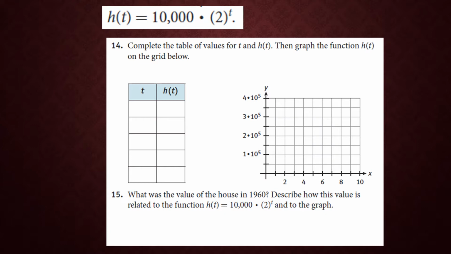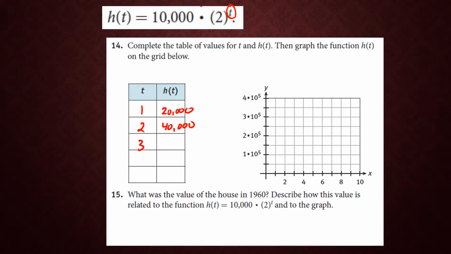So when t was 1, I guess, let's say, then this would be 20,000. And when t was 2, 40,000. Can you picture that? I'm plugging it in here.